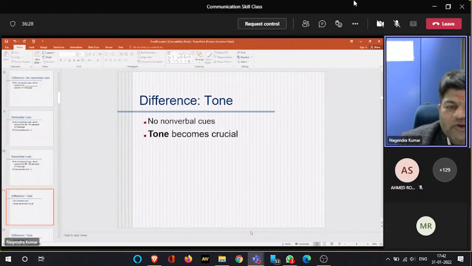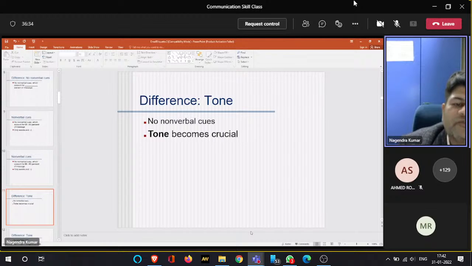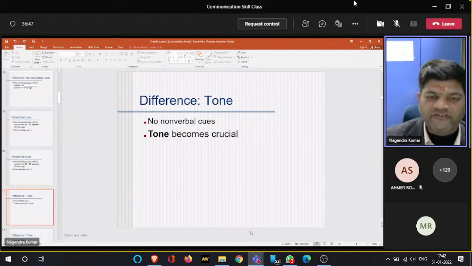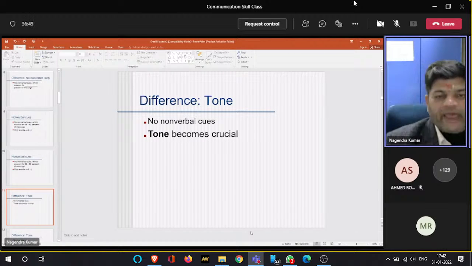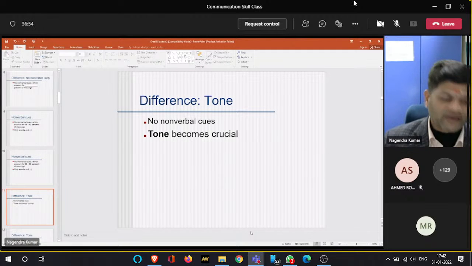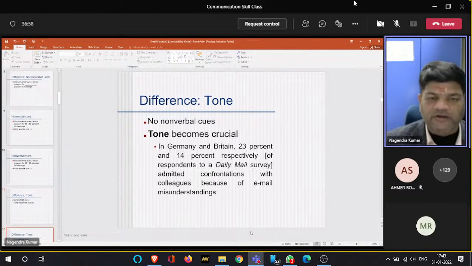So if there are no non-verbal cues in email writing, as I said, tone becomes very, very crucial, which is part of non-verbal communication. So in which tone am I writing? Is it sad? Is it bubbly? Is it humorous? Is it serious? Is it angry? Is it endearing? Is it complaining? So tone becomes very, very important.